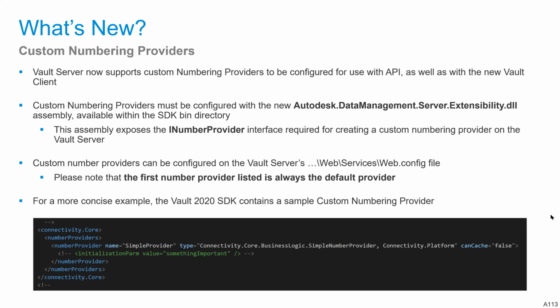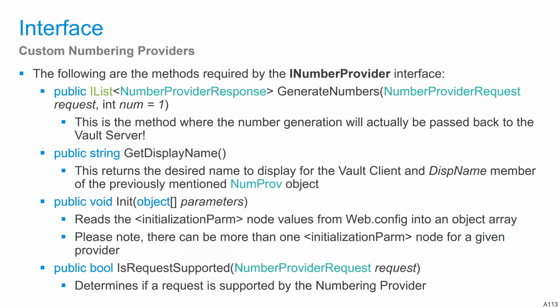Okay, so moving on to the interface. The iNumbering provider interface exposes these four methods. The first one is generate numbers, which returns a number provider response array. And from this one, we also have the number of responses that you want to generate. For however many numbers you specify you want to generate, you can create your own custom response with your own generated number to reply back with. And this is really the meat and potatoes of the iNumbering provider interface. It's where your custom numbering generation will take place and be returned to the server.